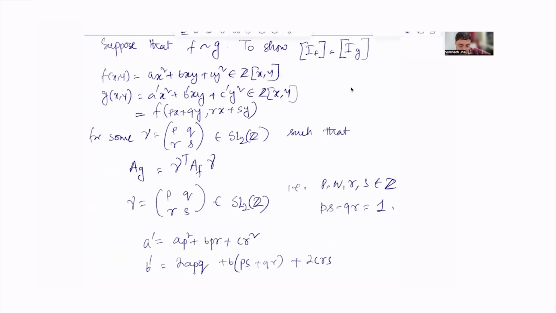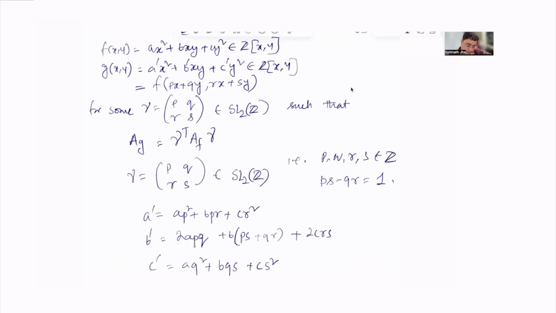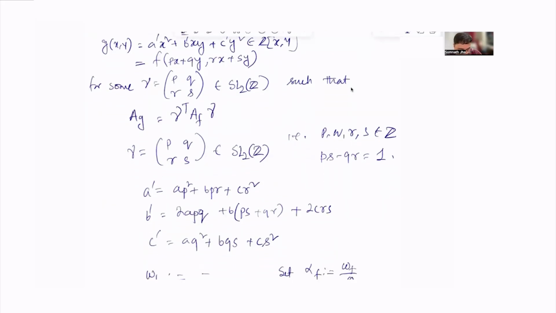So you have these formulas: A prime is AP square plus BPR plus CR square. B prime is 2APQ plus B into (PS plus QR) plus 2C into RS, and C prime is AQ square plus BQS plus CS square, right? So this is the standard thing.